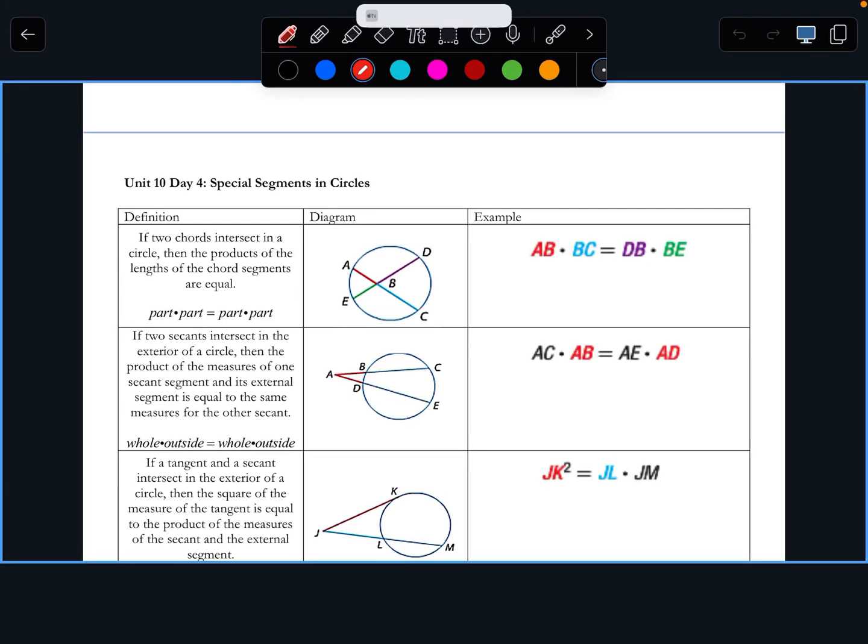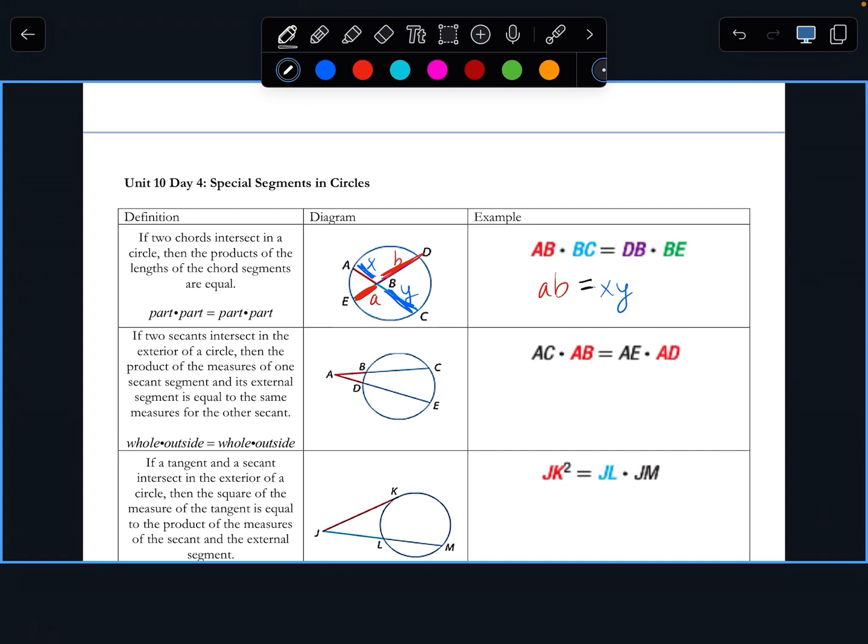This is what it is. You're going to take A times B. So it'd be A times B equals X times Y. So you're just multiplying across, if that makes sense. But that's how you set it up.